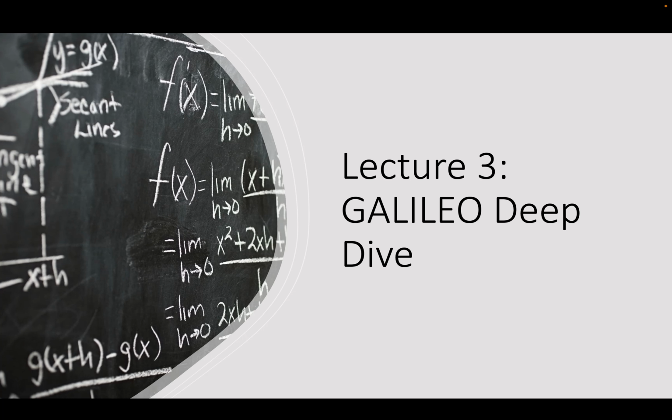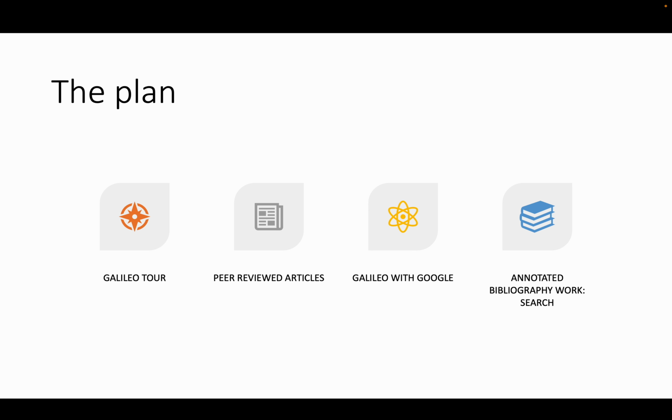Welcome! Alright, today we are going to be doing our first search of a database. We've done search engines previously, and those are great, but when it comes to doing strong, rigorous academic searching, you're going to need some sort of database of scholarly articles. I'm going to show you what the Galileo page looks like. We're going to find some peer-reviewed articles.